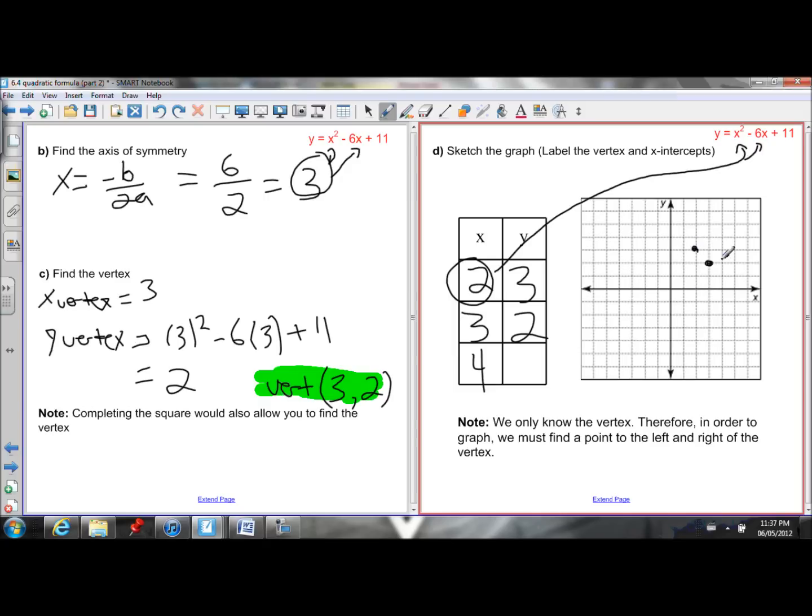There's a point. I know parabolas are symmetrical, so for the point to the right, it must also be at 3. So my parabola looks like this. I will label my vertex, 3, 2. And there we go. There's that parabola. We only knew the vertex. That's why, in order to graph, we had to find points to the left and right.